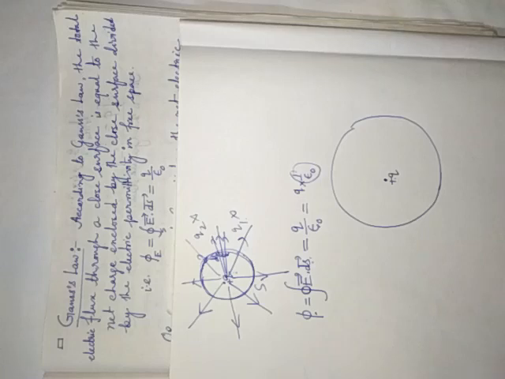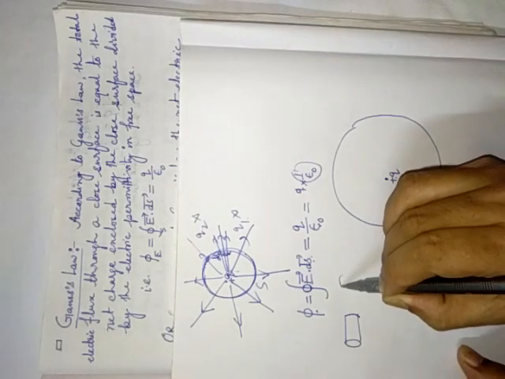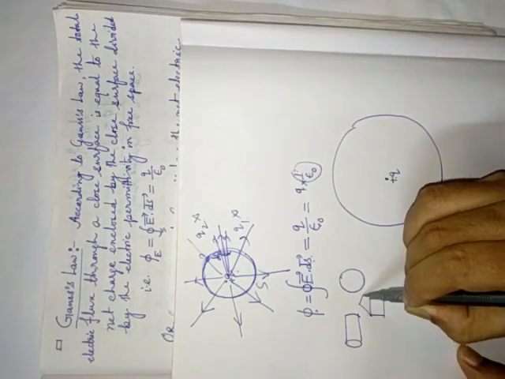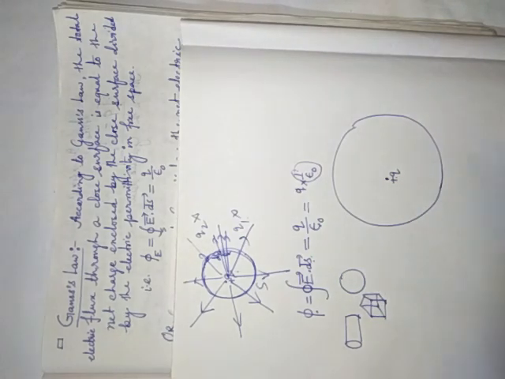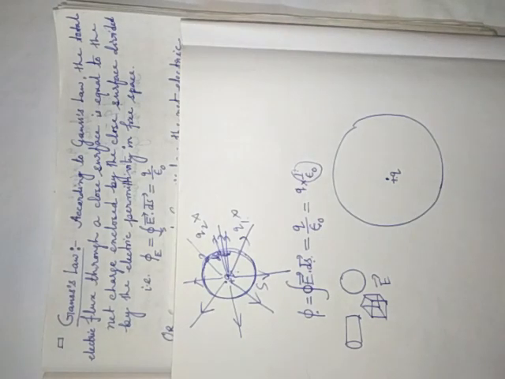A Gaussian surface means a surface which is regular in shape. Sometimes you have to consider a cylinder, sometimes a sphere, sometimes maybe a cube. A Gaussian surface is a regular shaped body. It will help you to calculate the electric field intensity E vector. Later on I will discuss more about it, and you will understand better after discussing this topic.